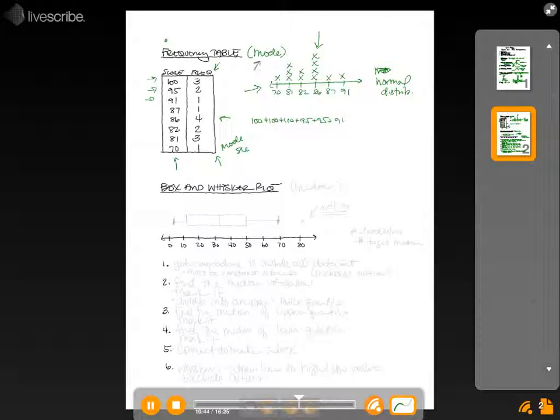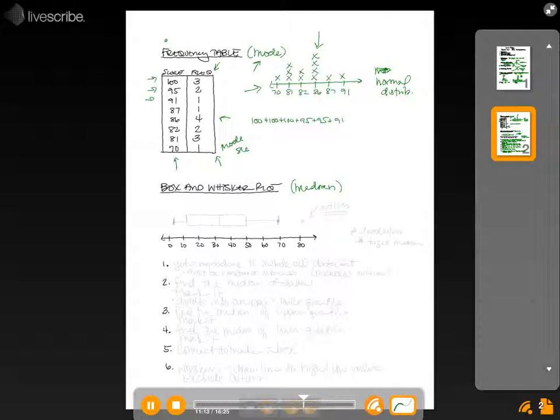But it is the best for mode, because right off the bat you can tell by looking how often something occurs. Okay, we have one other data representation to look at, and if you've gone through them, histogram was the best for mean, stem and leaf was the best for range, frequency table was the best for mode. That means the box and whisker is going to be the best for median.